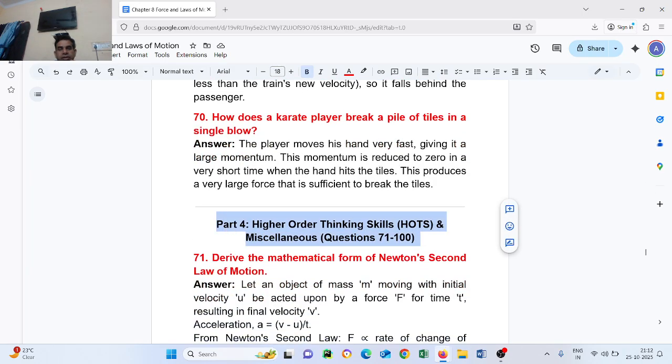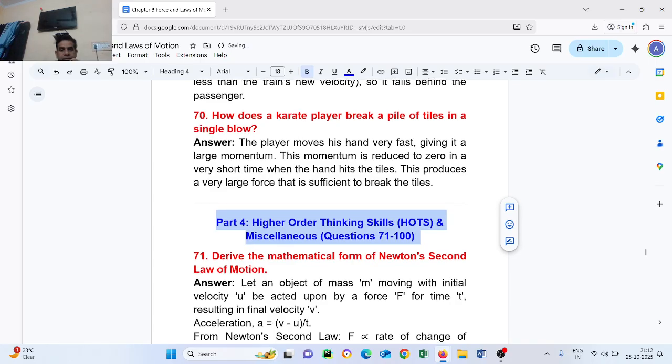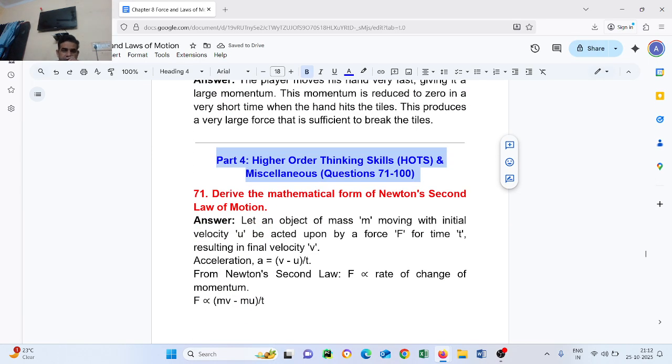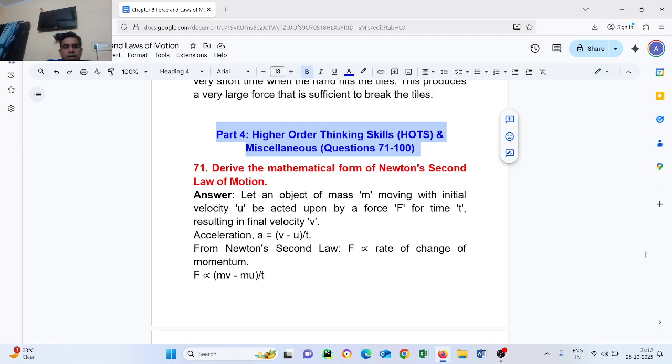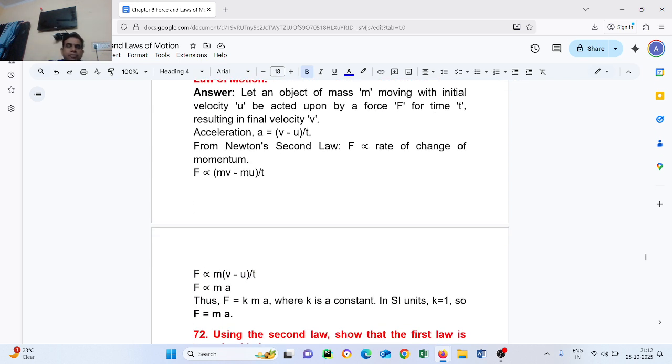Now, part 4, Higher Order Thinking Skills (HOTS), questions number 71 to 100. Question 71: Derive the mathematical form of Newton's second law. Let an object of mass m moving with initial velocity u be acted upon by a force F for time t, resulting in final velocity v. Acceleration a equals (v minus u) upon t. From Newton's second law, F is proportional to the rate of change of momentum, F proportional to (mv minus mu) upon t, so F is proportional to m(v minus u) upon t, F proportional to ma. Thus F equals k m a, where k is a constant. Assigning k as 1, F equals ma.